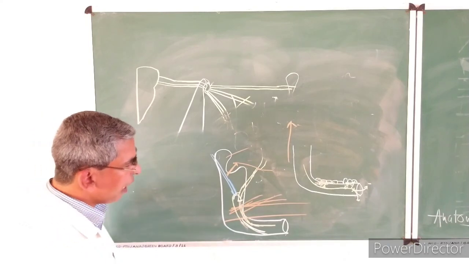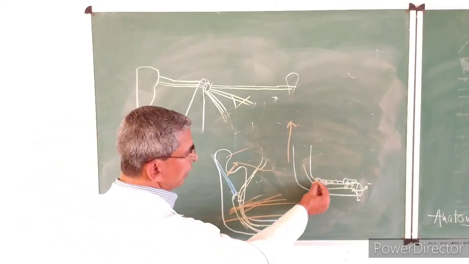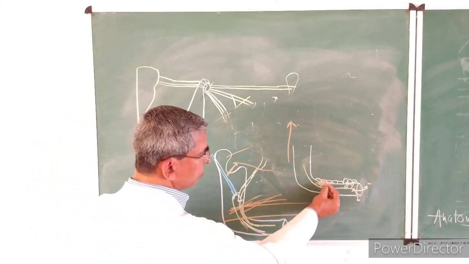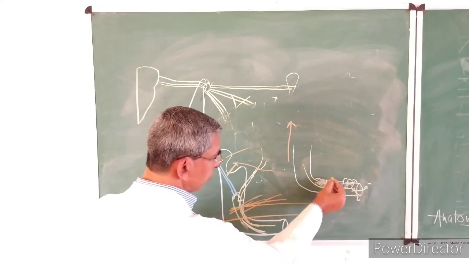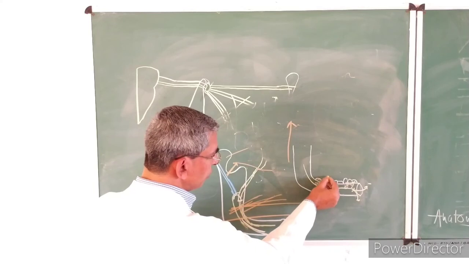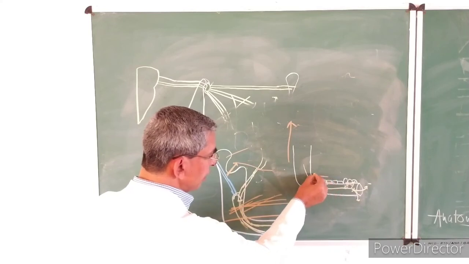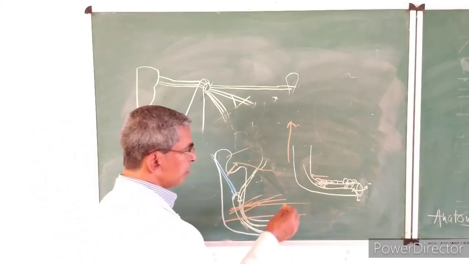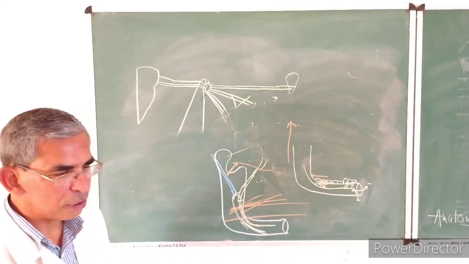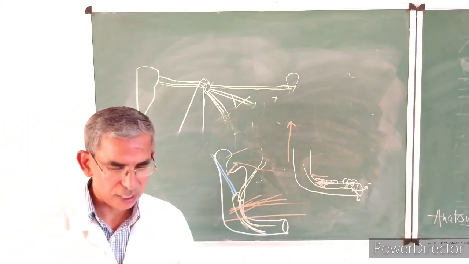Sometimes we also give it when we remove teeth, when extraction of a molar tooth is required. We have to do the molar tooth extraction, so we give the mandibular block. So I think this is all about the mandibular nerve. Okay, thank you.